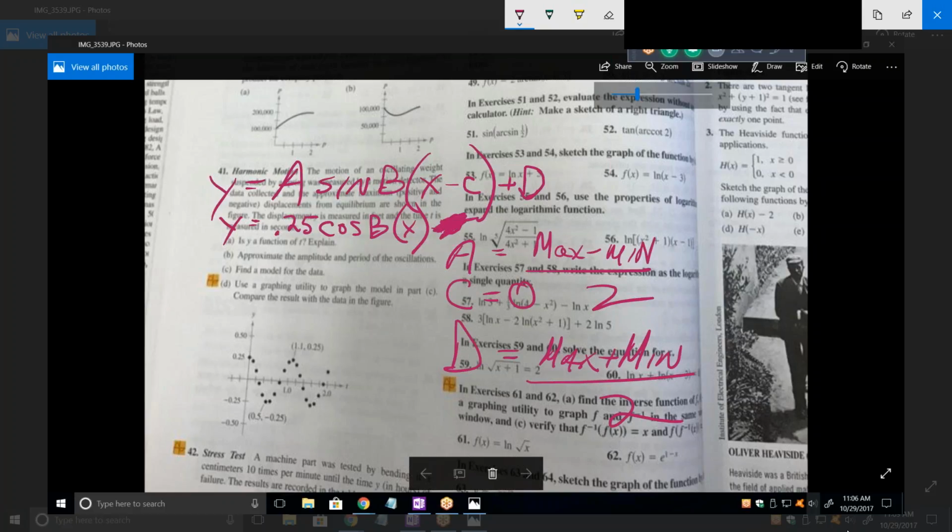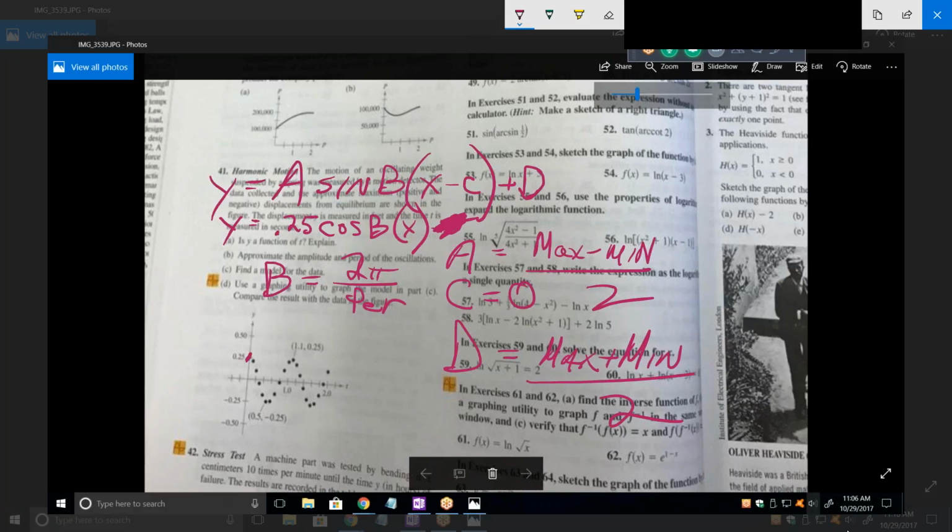Now, all I need is B, and I'll have the curve. Well, B is related to the period. B is equal to 2 pi over the period. And sometimes you're solving for the period, which means the period is 2 pi over B. But in this particular case, we're solving for B. Well, what is the period?